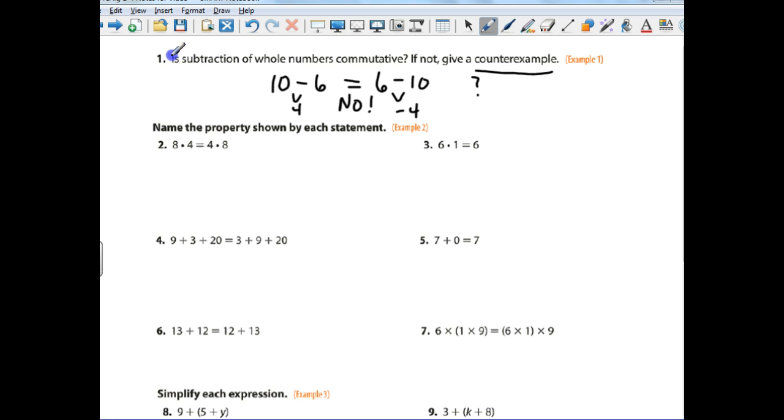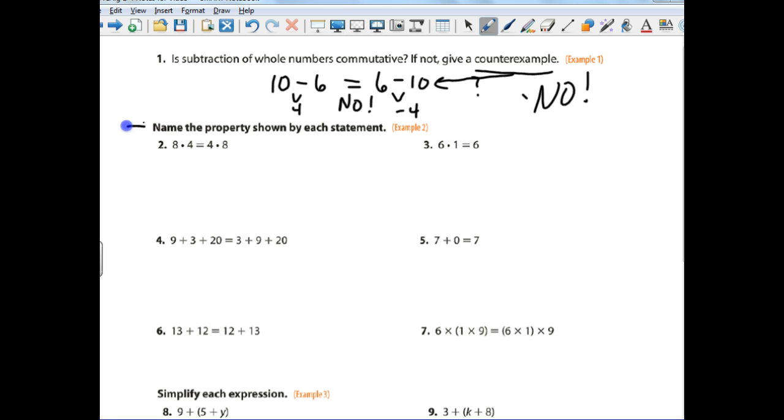So the answer to is subtraction commutative? No, it's not. And the counterexample is right there because the counterexample proves that it's not true. All right, so that's what's meant if you're asked to give a counterexample or prove something. If that would have been a true statement, you don't have to give a counterexample because it's always true.